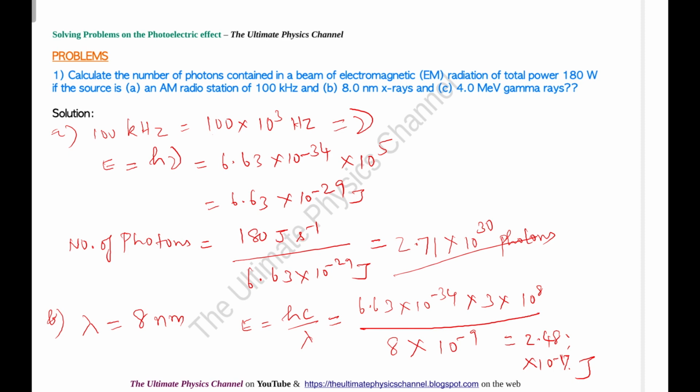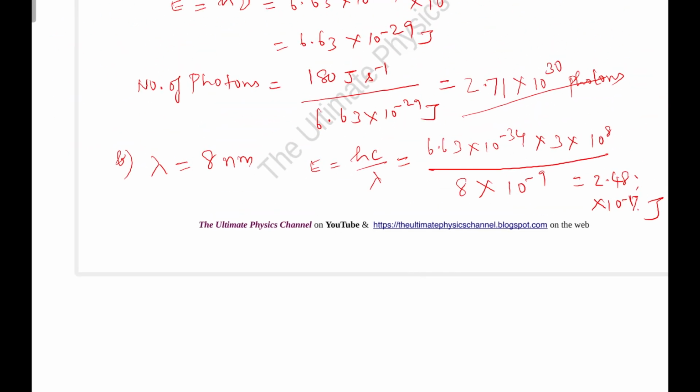That would mean the number of photons in this case is equal to 180 watt over roughly 2.5 instead of 2.48. I'm taking 2.5 here, and if I do the math, I'm getting 7.2 times 10 power 18 photons.